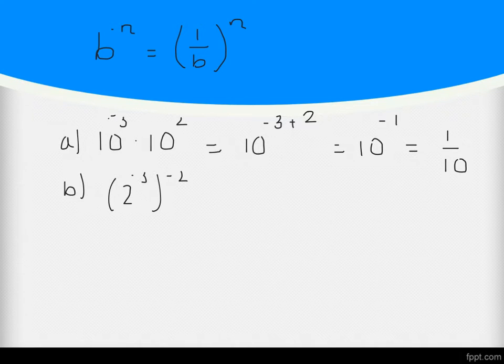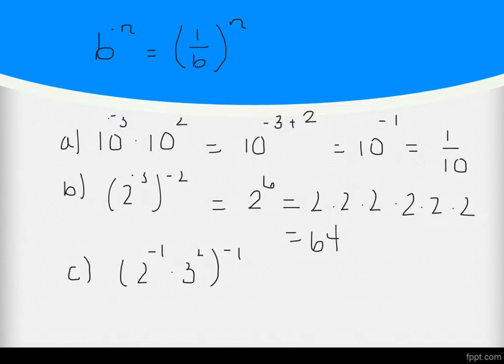So example B here says to raise 2 to the negative third power and then raise that to the negative 2 power. So this emphasizes property 2 that says this is when we multiply our exponents. So negative 3 times negative 2 is positive 6. So we get 2 to the positive 6, which basically means multiply 2 by itself 6 different times. And that ends up being equal to 64.